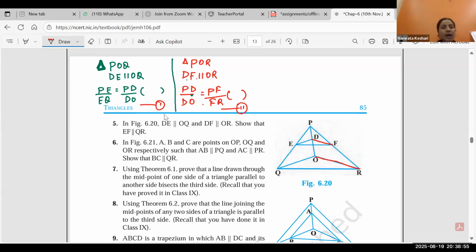Now we can compare these two equations. PD by DO is matching in both the equations, right? Yes, ma'am. So we write comparing 1 and 2. What we got? PE by EQ is equal to PF by FR.